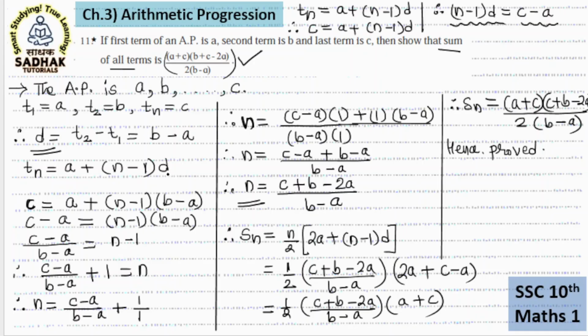Right? In place of d, we can take b minus a, and in place of Tn, we can take c. So from that, we find the value of n. Okay, once we get the value of n, we find out Sn. While finding out Sn, we use the value of n as we have found out, we use the value of (n minus 1)d. Okay, and then we simplify to get the answer. So I hope you have understood this sum.